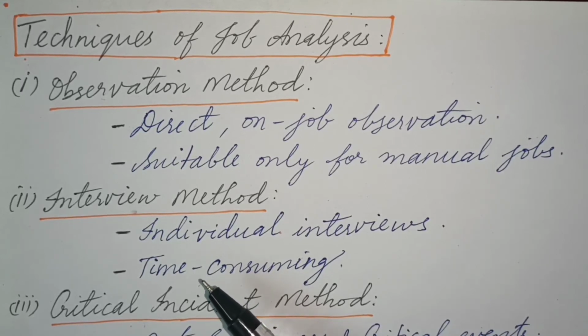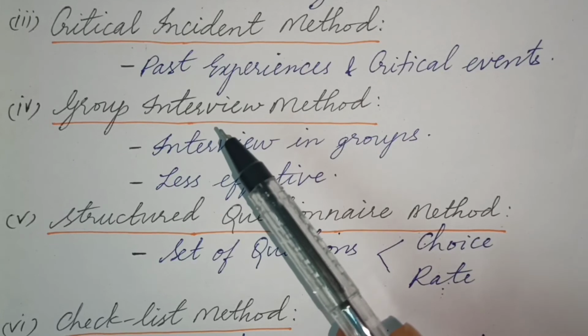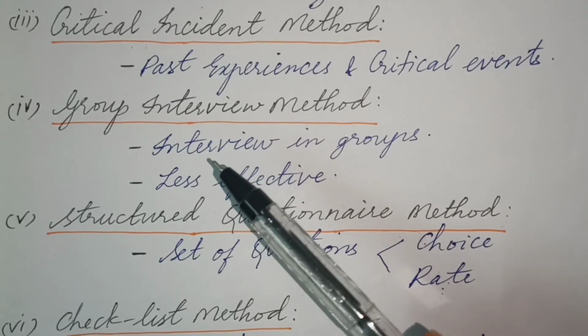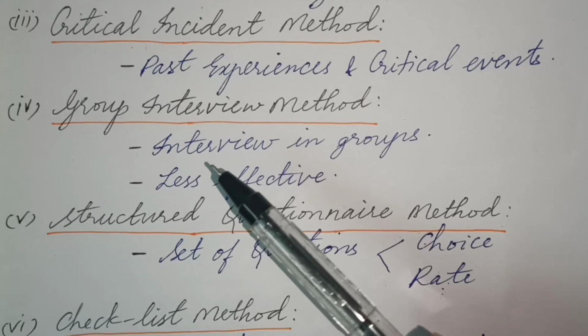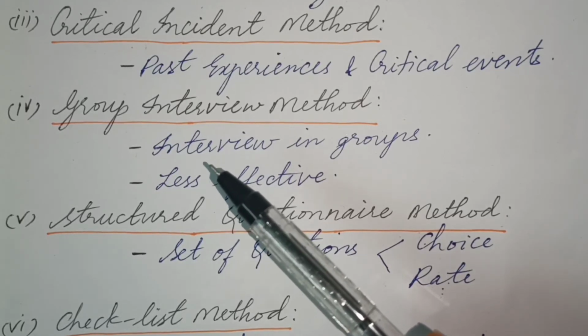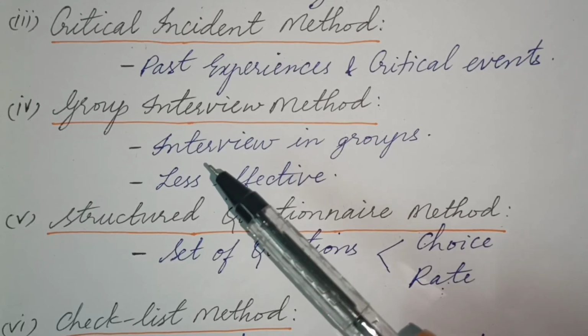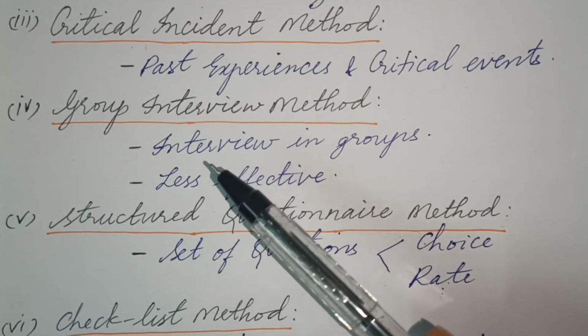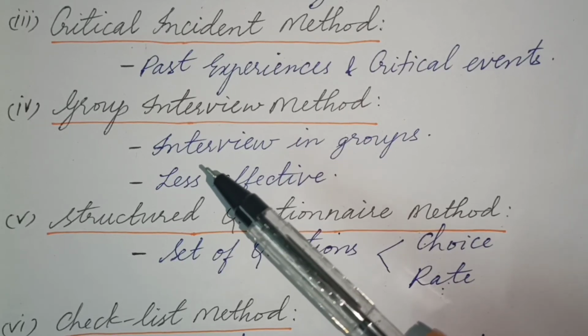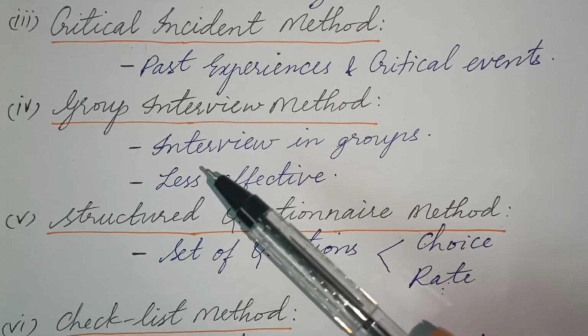The next method is critical incident method. Here, only the past experiences and critical or very important events that happened in their job so far are considered for job analysis. So each person will share their experiences and important events that happened while performing their job, and these data will be collected.